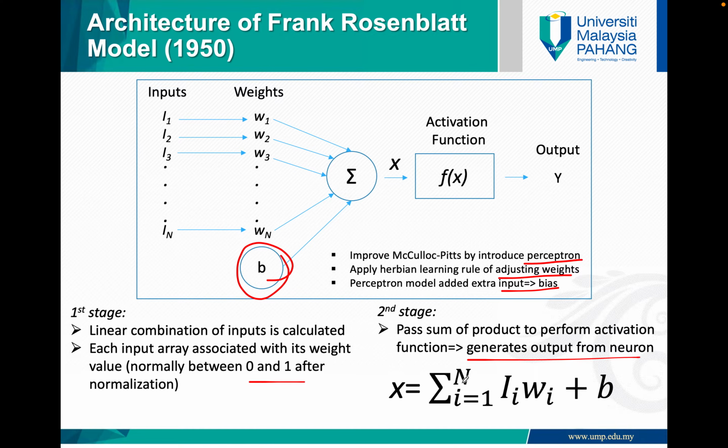This activation function will generate the outputs from the neuron. In the previous formula, you only have this part, right? Only the total weight, total input times weight. But in this one, you have to add the bias. That's the difference.